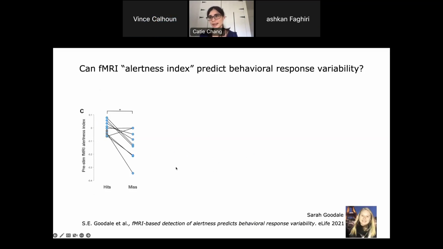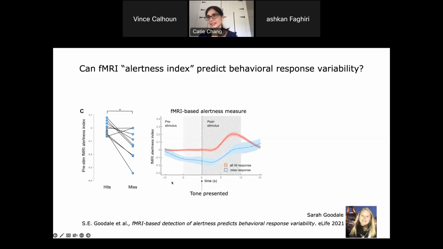We can also see differences in the time course of this alertness index. If we zoom in around time zero, when the stimulus was presented, and look at how it looks on average when subjects made a response versus when they didn't, those also differentiated. Confirming this analysis, it differentiated before the stimulus was presented, as well as having some transient increase afterwards. We speculated that this might be due to the tone waking people up sometimes, because it was presented very intermittently.